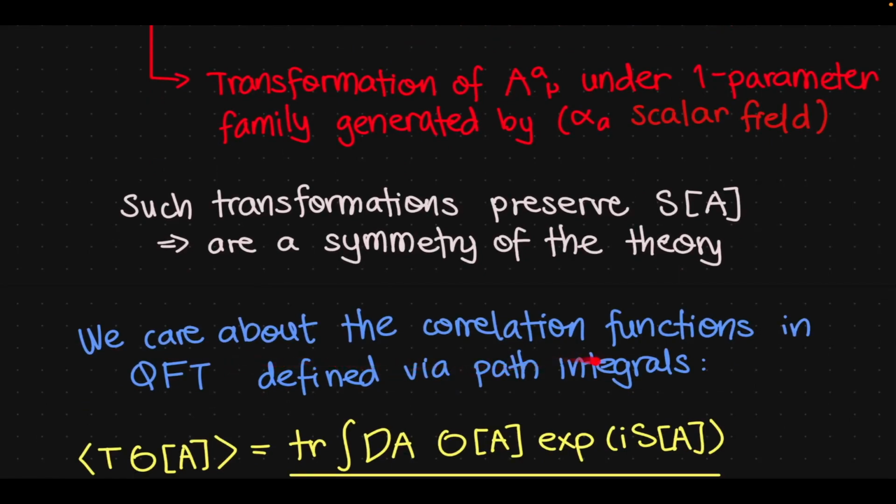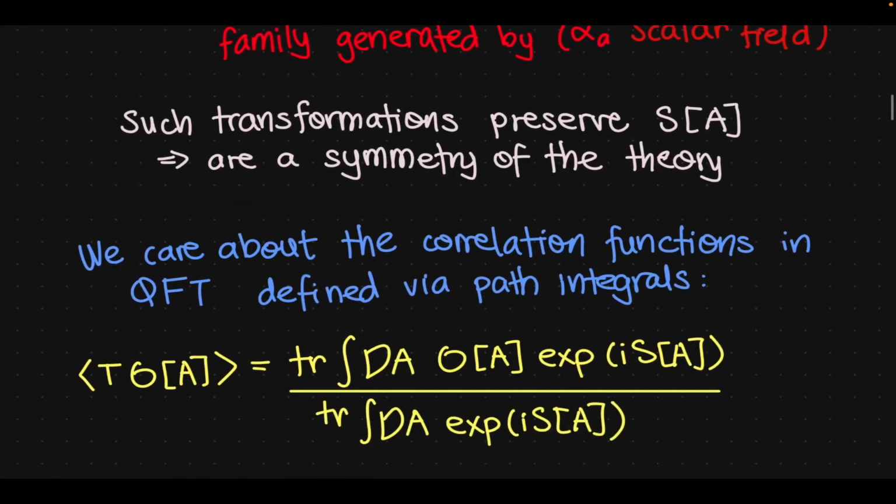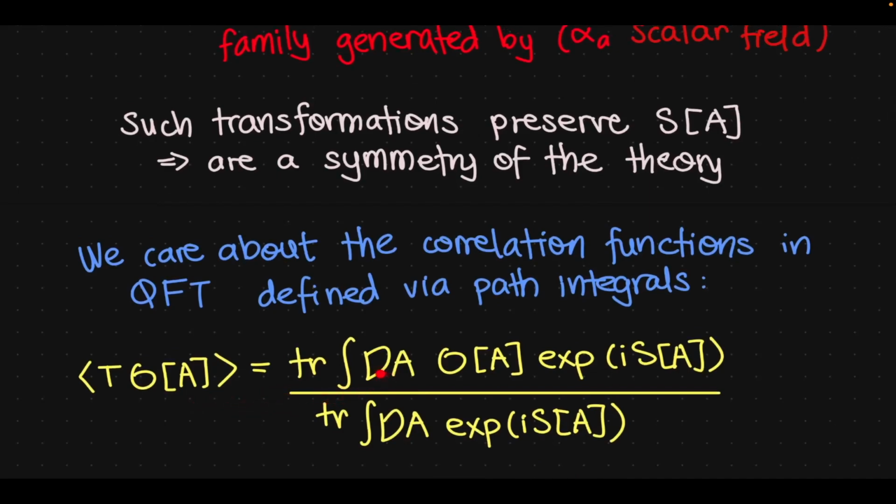But we care about the correlation functions in quantum field theory, which are nicely defined, whatever that means, via path integrals. And that's given by the path integral of the exponential of i times the action of A times whatever operator O of the field A that we're trying to calculate in this correlation function. Divide by the normalization term. So that's the path integral over capital A of the exponential of i S of A.